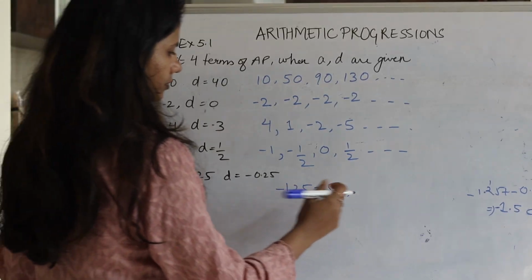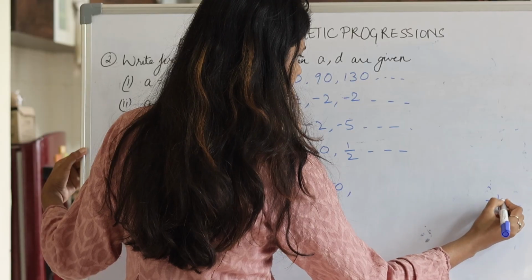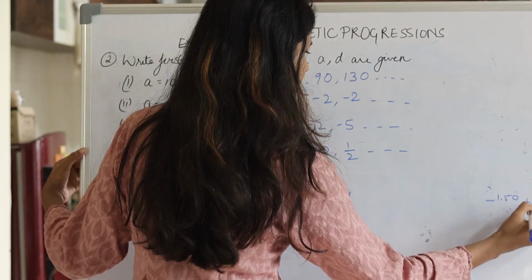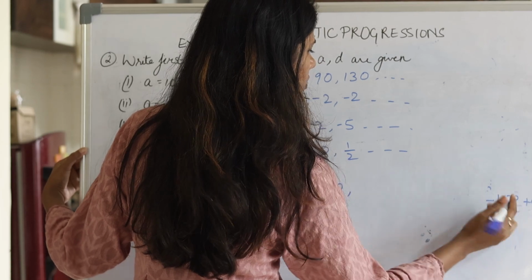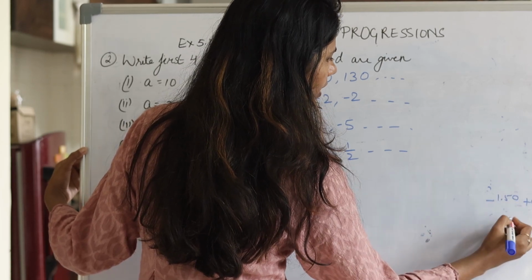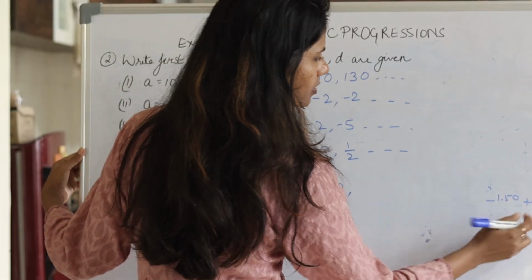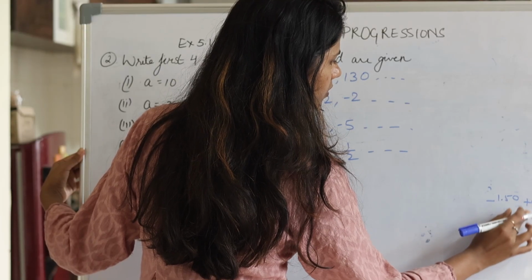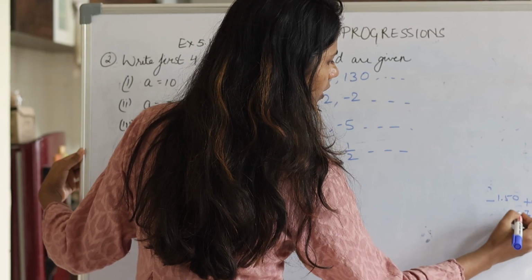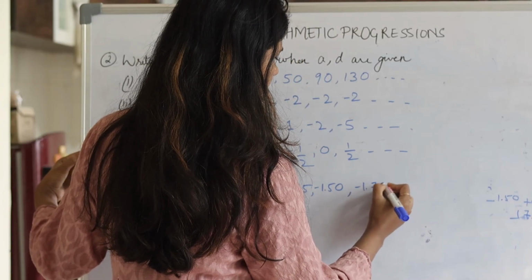And next, minus 1.50 plus minus 0.25. So minus and minus, again we'll do the addition, but the sign will be minus. So 5, 6, 7 and 1 will be minus 1.75.